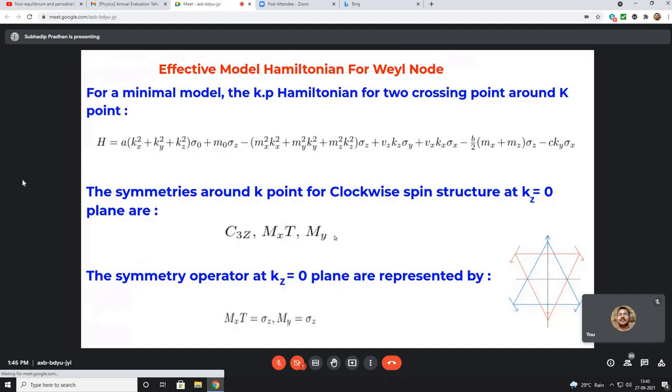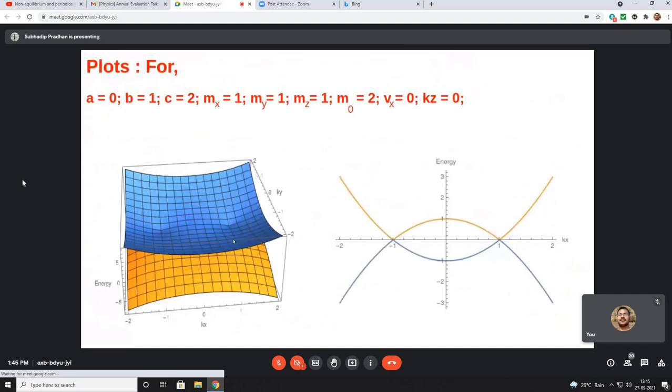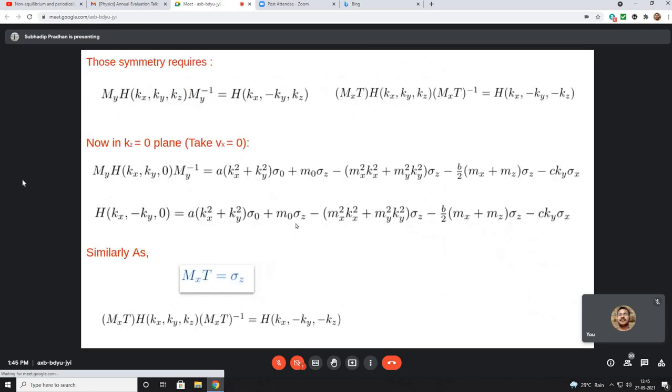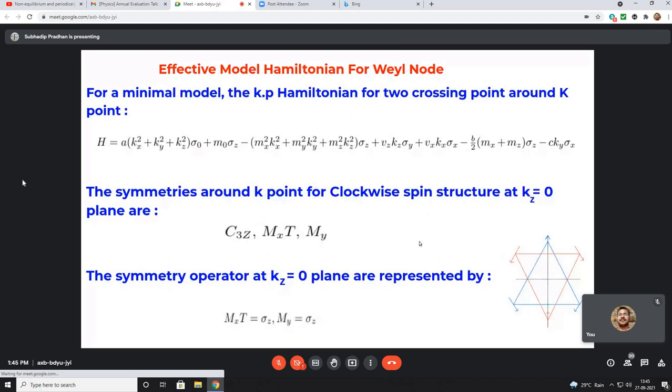So for this Hamiltonian, when I plot the dispersion, I see that there are 2 Weyl nodes. There is no nodal ring. For this Hamiltonian, we are getting 2 Weyl nodes. As in the case of the ab initio calculation, we also saw that for this particular structure, with those symmetries, we are getting 2 Weyl nodes. And here for this effective model also, we are getting the same thing.